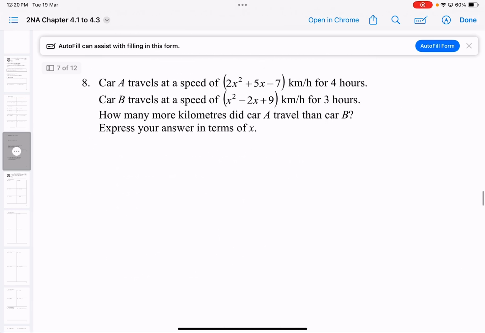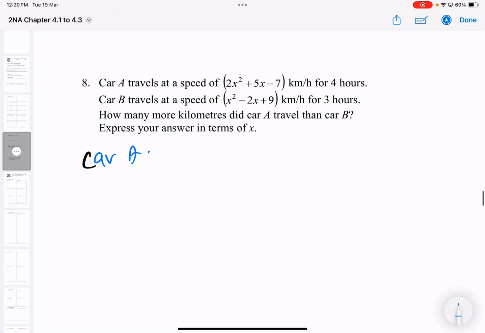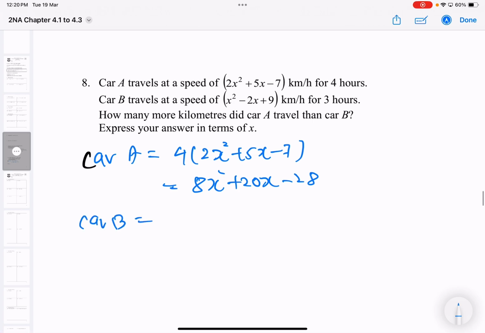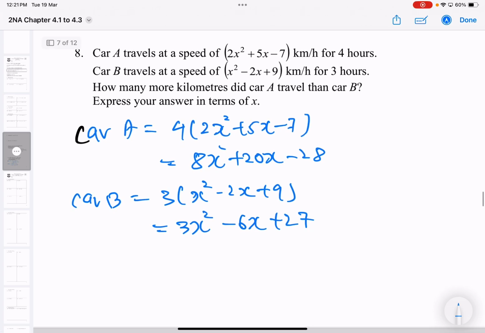So this one, I rewrite again. Car A is equal to 4 times this, 8x squared plus 20x minus 28. Car B is 3 times the speed, 3x squared minus 6x plus 27. So the question asks, how many more kilometers did car A travel than car B?